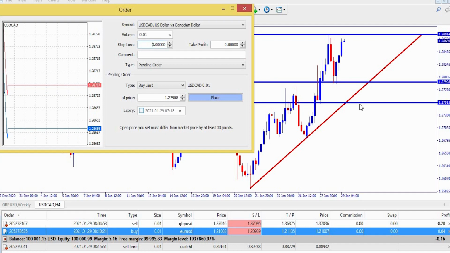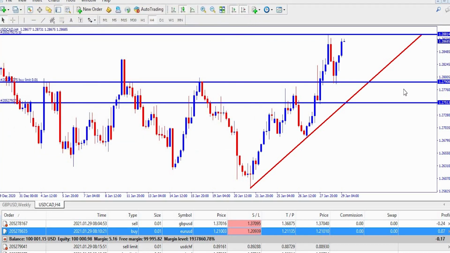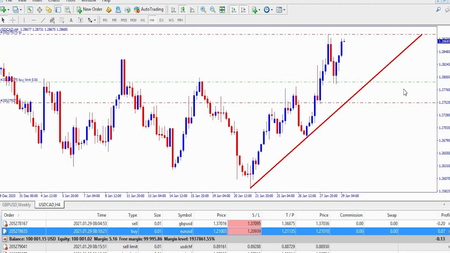1.27513. Then the take profit, where I want to take my profit. That's 1.28814. So they are all in place. Then I click place. So you can see this is my buy limit, this is my stop loss, and this is my take profit.